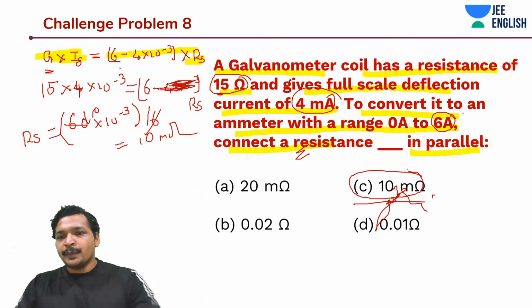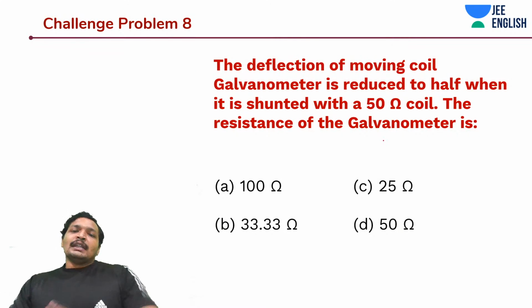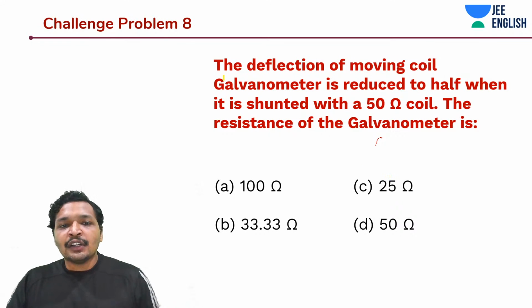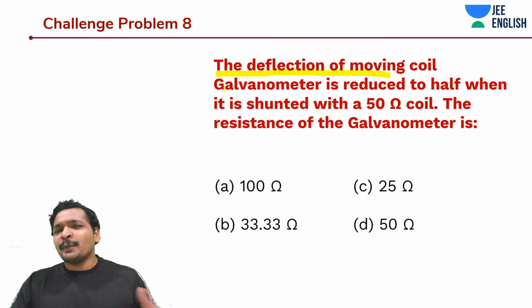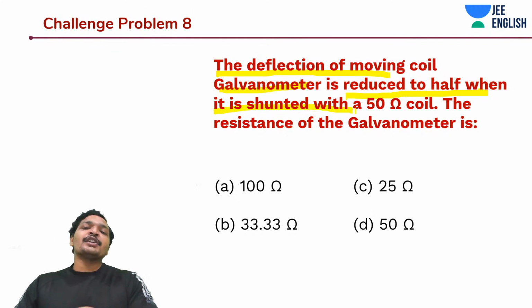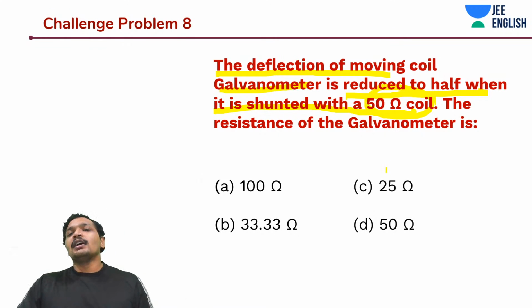Okay, it should be 10 milliohms. The deflection of a moving coil galvanometer is reduced to half when you are shunting it with a 50 ohm coil.